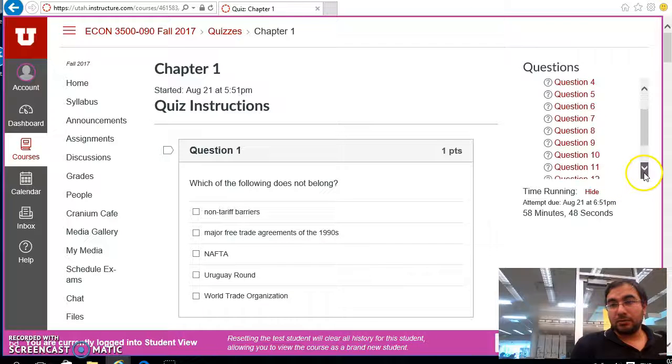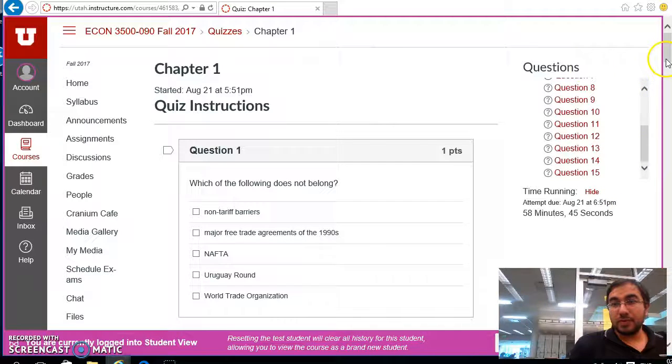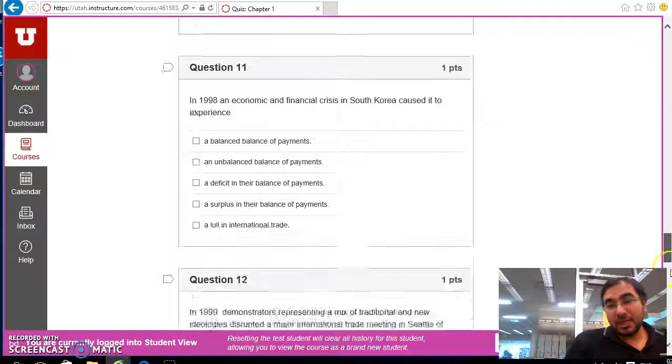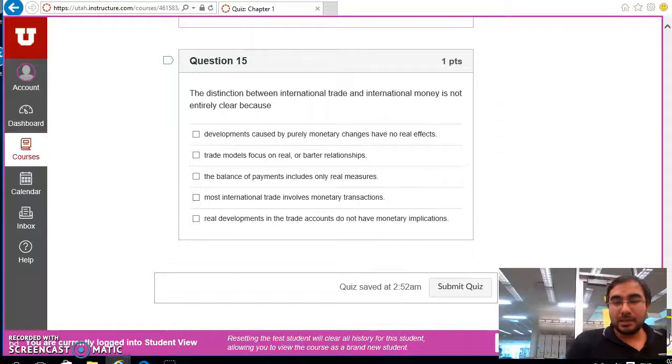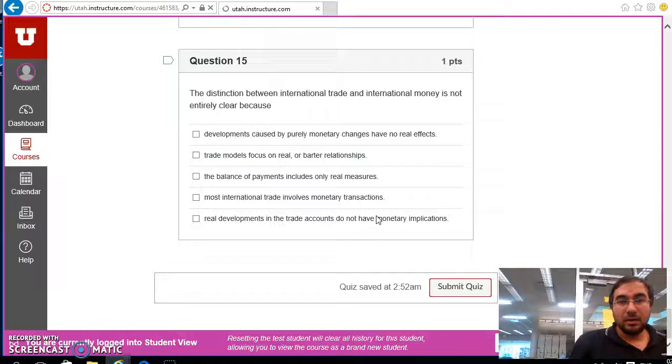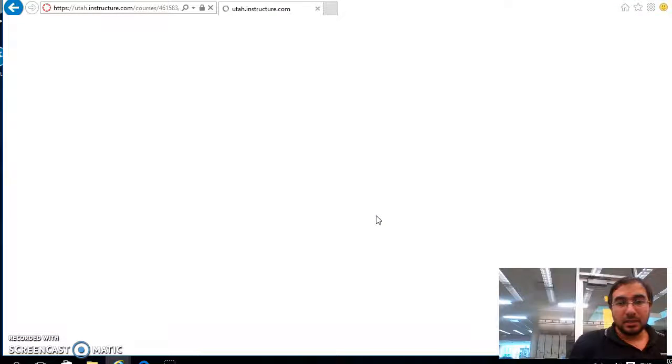Well, these are the questions. You can get to any question you want. You just push the button and you are marking the answer which you think is the right answer. You can also get to the questions by just scrolling down. Once you submit the quiz, in this case, I have 14 unanswered questions. You will be able to, I believe, see your grades.